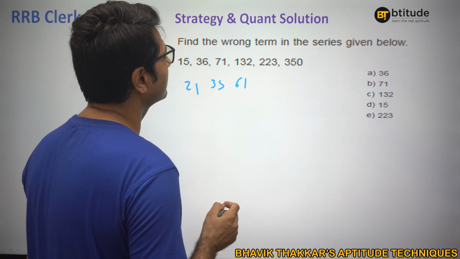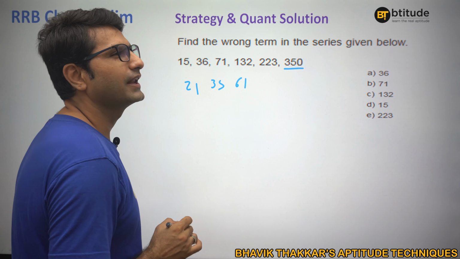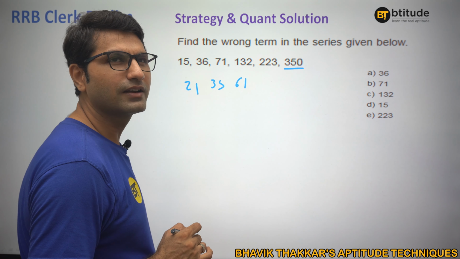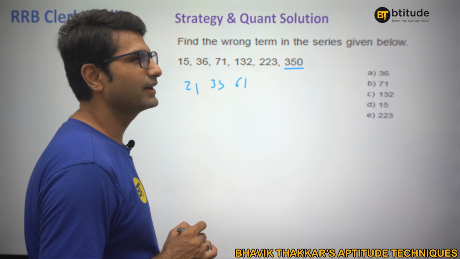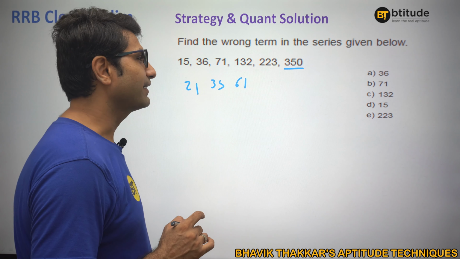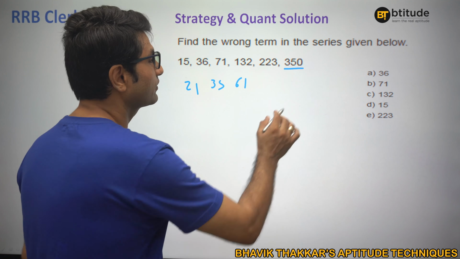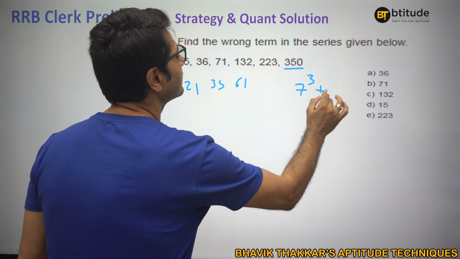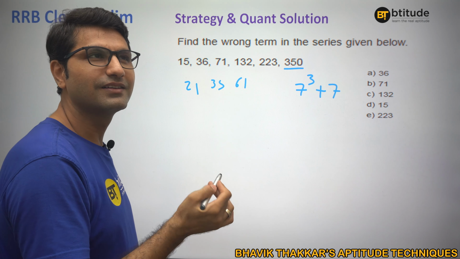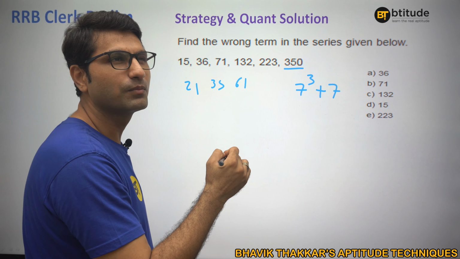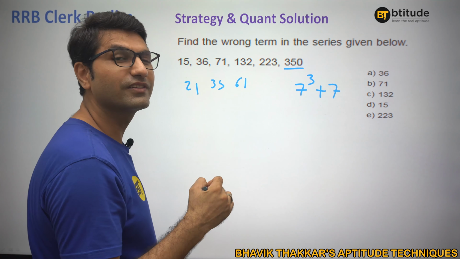Any number related. 350 is what? Any cubes close to, or any squares close to any square? 324, 18 square, no. 19 square, no. 7 cube maybe. 343. Oh, 7 cube plus 7, right? Yeah, 7 cube plus 7. Yes. What about this 6 cube? 216 plus 6, is it? 216. Oh no, 216 plus 7.